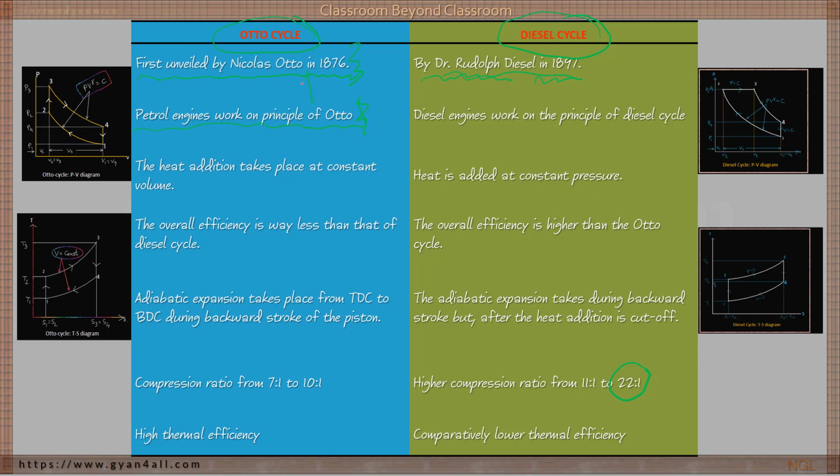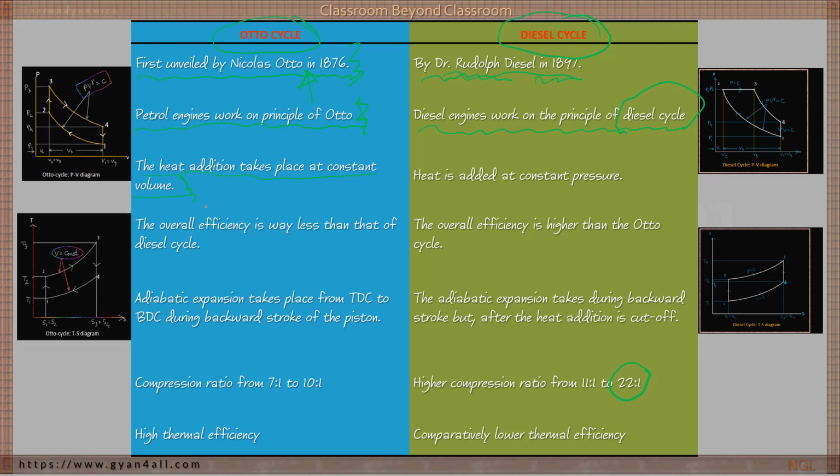So the petrol engine works on the principle of Otto. A cycle is a principle. Now the diesel engine works on the principle of diesel. Do not think that a cycle is something fitted with the engine. It is only a principle, on which the engine works. In the Otto cycle, heat addition takes place at constant volume.